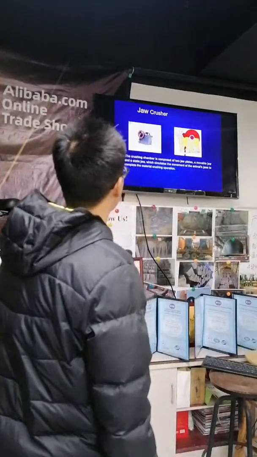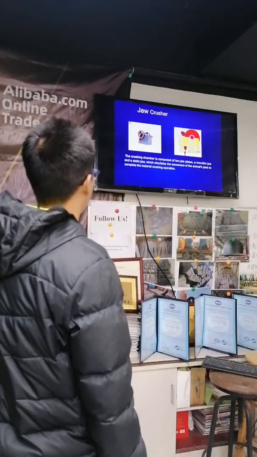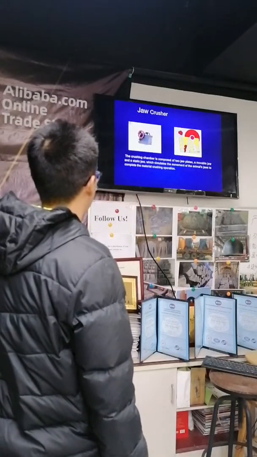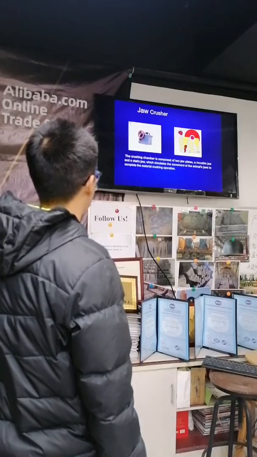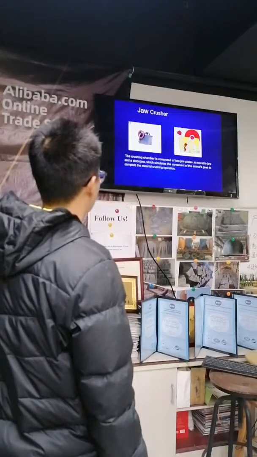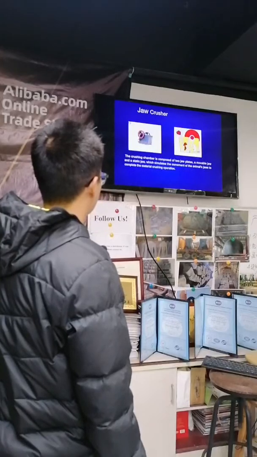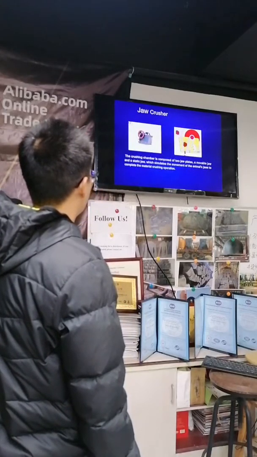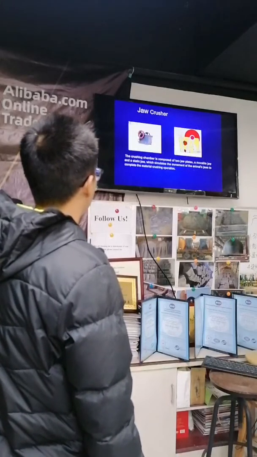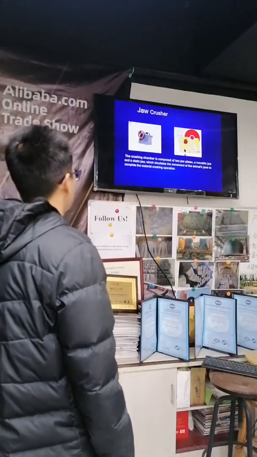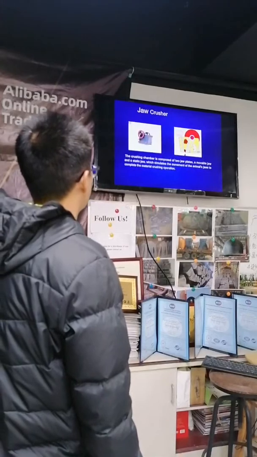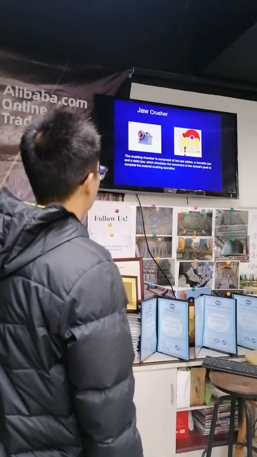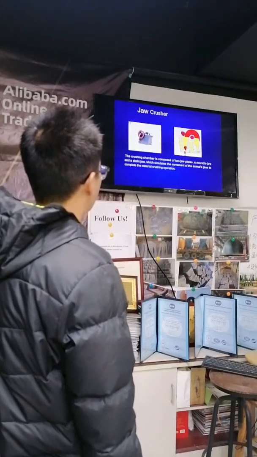The first is jaw crusher. The crushing chamber is composed of 2 jaw plates, a movable jaw and a static jaw, which simulates the movement of the animal's jaws to complete the material crushing operation. The picture on the left is the appearance of this equipment, and the picture on the right is the working principle of this machine.